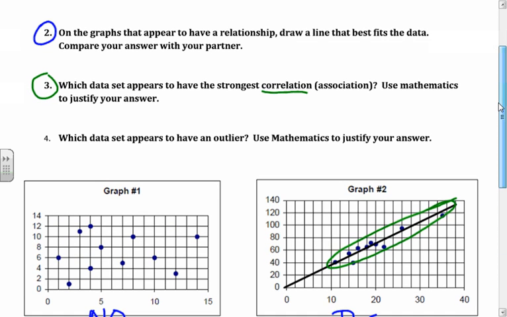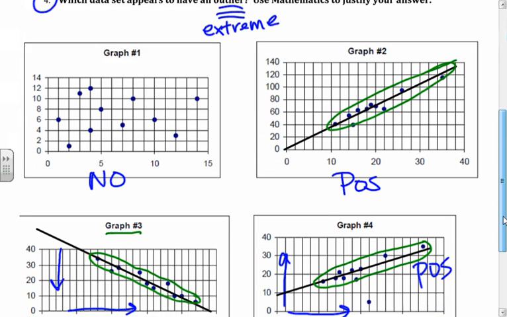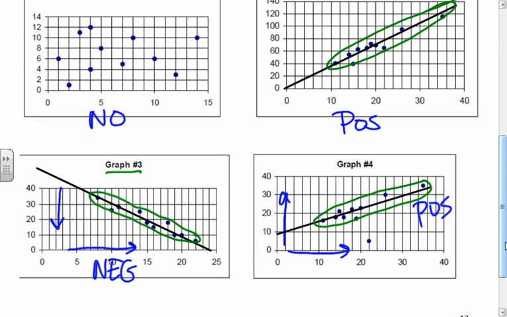And then the last question says, which data set appears to have an outlier? That might be a new word for you. That means an extreme value, a value that's out of sync with the rest of them. You might have noticed right here in graph 4 that there's one little point. If you were trying to come up with an equation, you could just remove that point because there's something wrong with that data. And that's called an outlier.